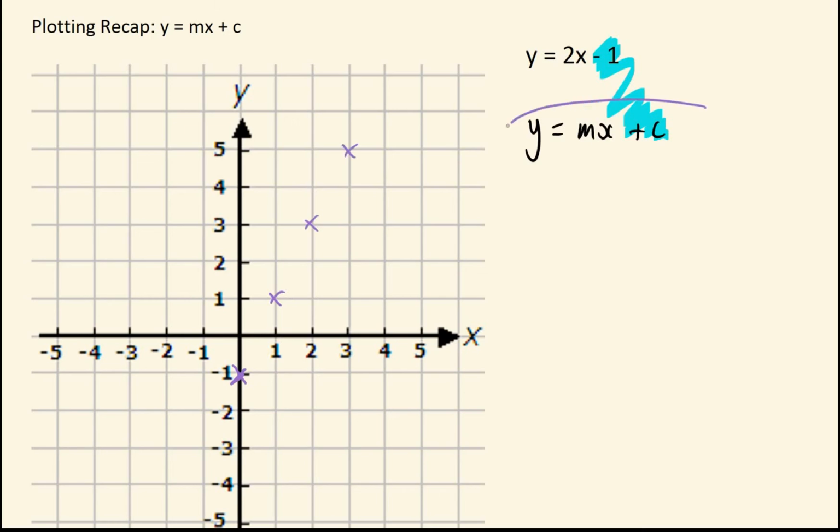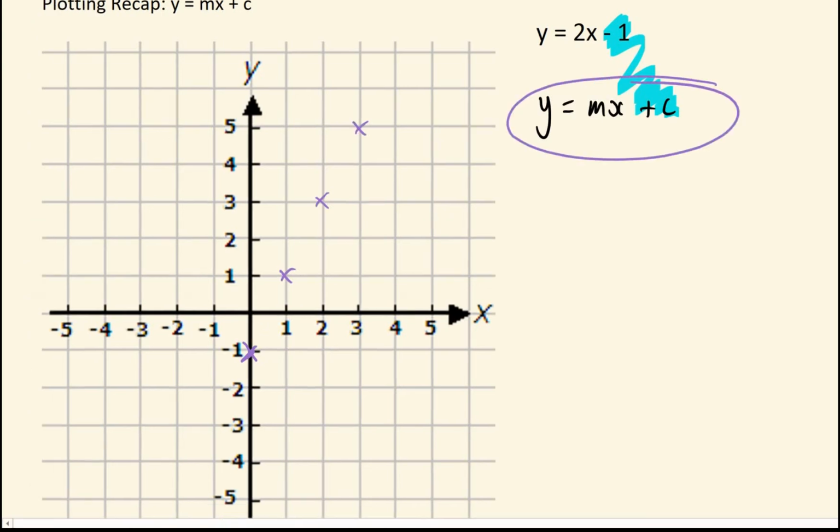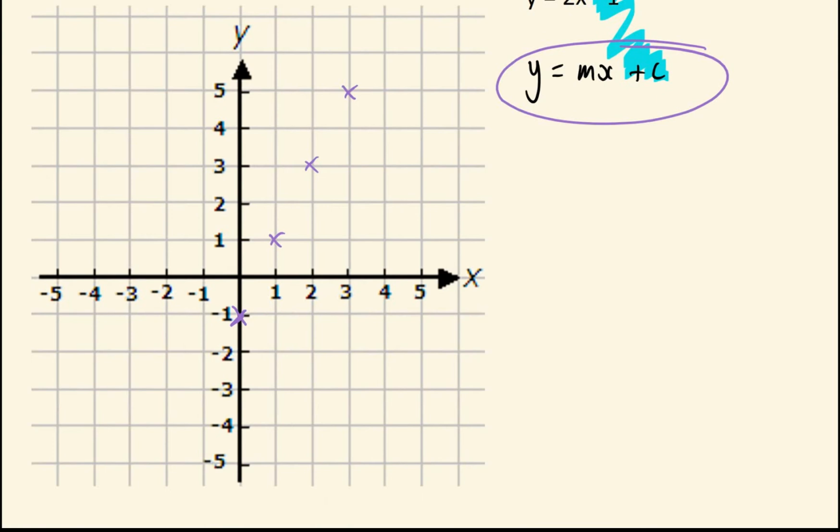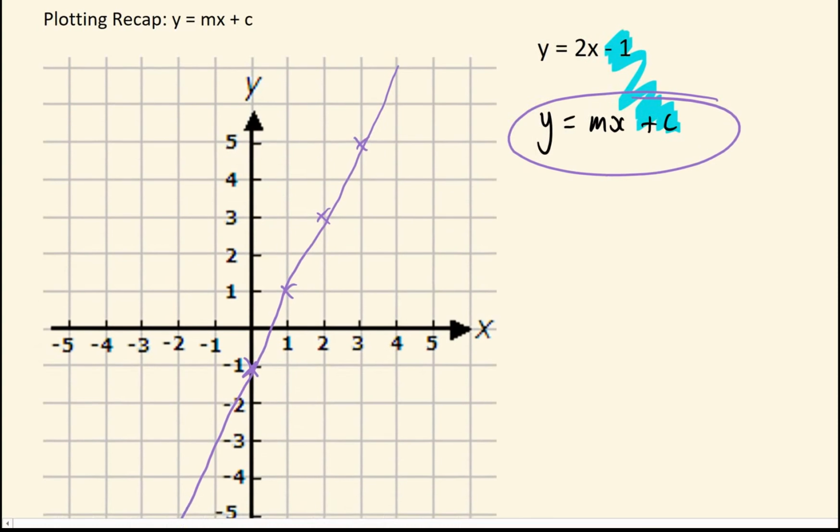All these lines in this form will always be a perfectly straight line. So once you've got 2, 3 points, you know what it's going to look like. You can just get your ruler, and we're going to basically connect all the dots, making sure a line goes from the top of the graph to the bottom of the graph.